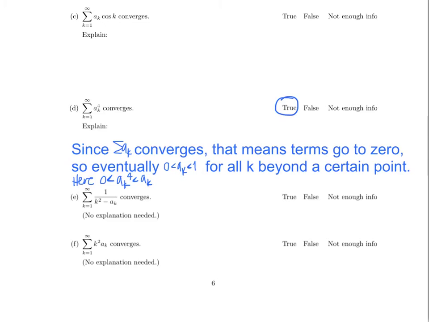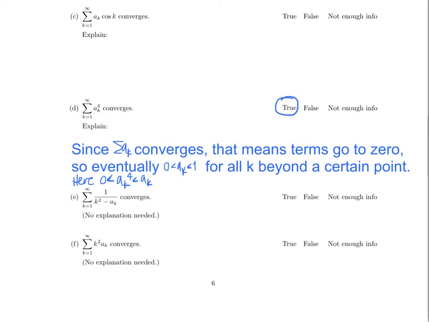Of course, I'm speaking rather than writing out this exam like it was the actual thing. Let's take a look at E. We have 1 over k squared minus a sub k as the terms of our series, and we're told that that converges. No explanation needed.